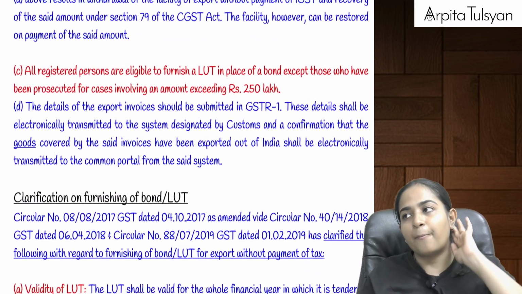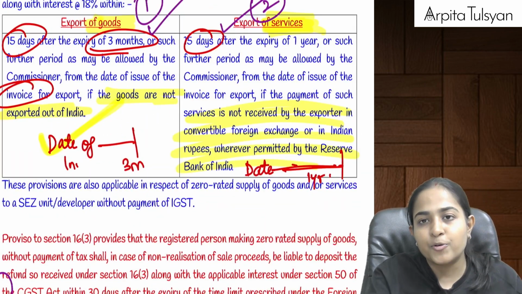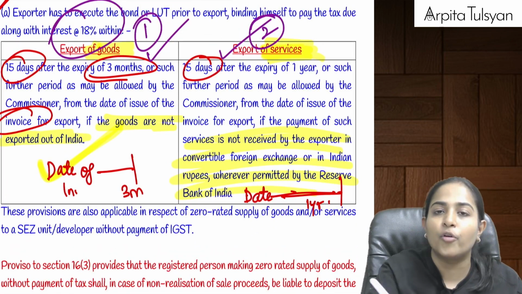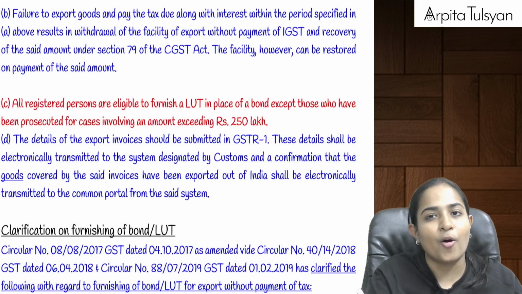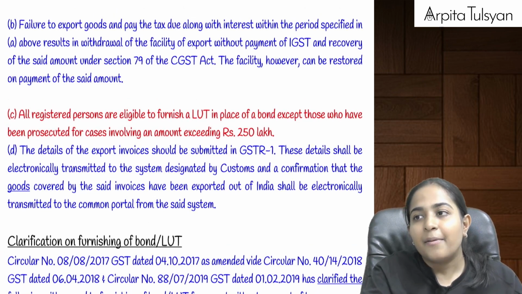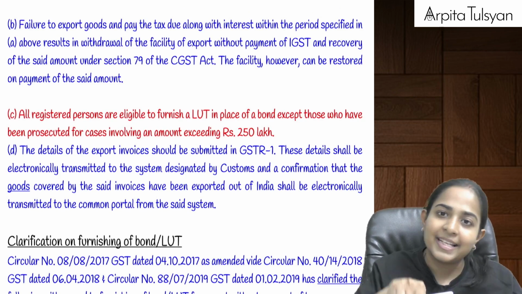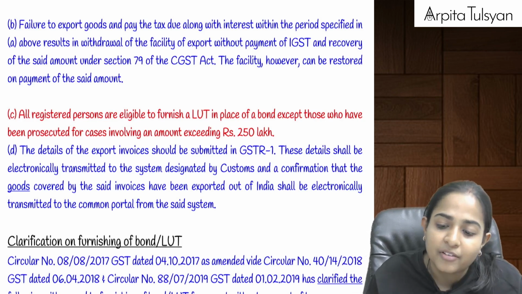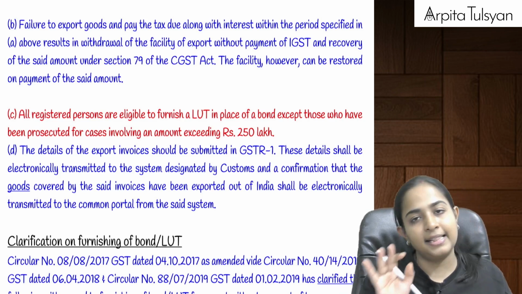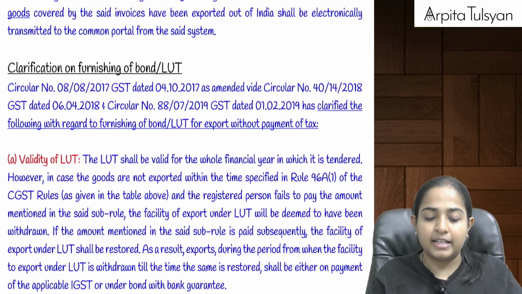And suppose once you have done this default, that is you have not exported the goods, and if you have not paid the tax to the government along with interest, etc., then your LUT or bond facility will be withdrawn. LUT or bond facility will be withdrawn means what? Means next time if you are doing the export, then you have to pay the IGST and do the export. Ma'am, is it withdrawn permanently? No, it is not withdrawn permanently. Till the time you rectify the default, till that time it will be withdrawn. Later on, you can again start using this bond or LUT facility. Are you clear with this?